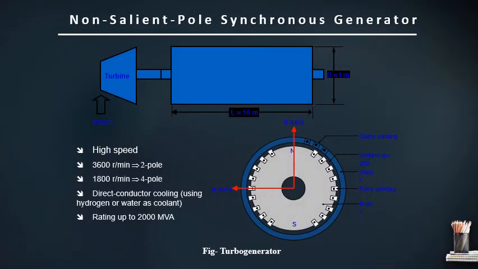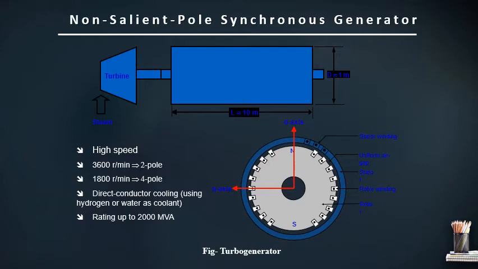Non-salient pole synchronous generator, or cylindrical rotor synchronous generator. In this generator, the air gap is uniform between the stator and rotor. The speed of the non-salient pole synchronous generator is higher, so it is used for steam power plants. The rating of this kind of synchronous generator is up to 2000 MVA.